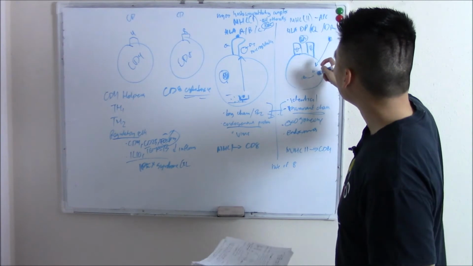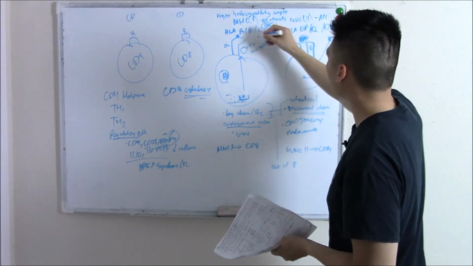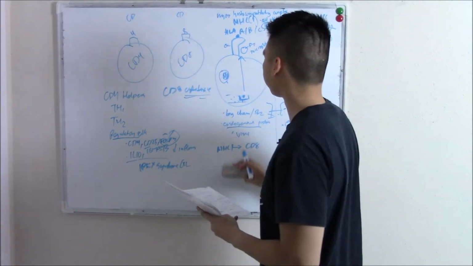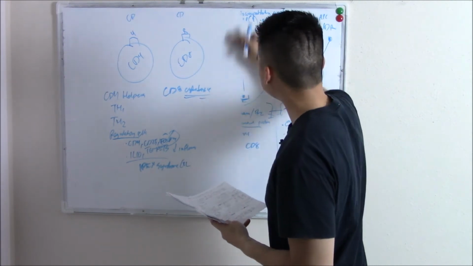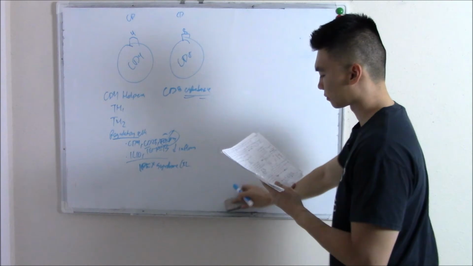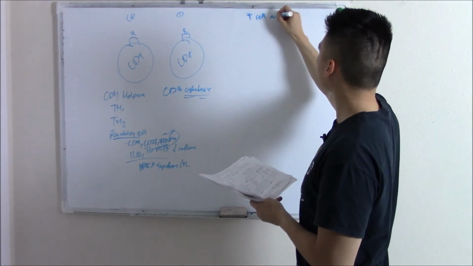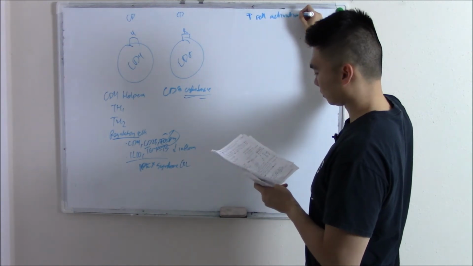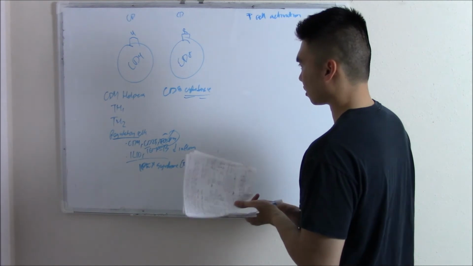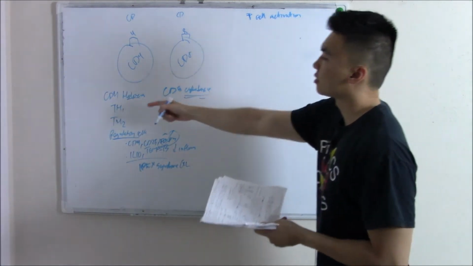So these receptors will pick up the antigen, put it on top, and present to your T cells. Let's kind of see what happens. All right, T cell activation. We'll start with your CD4 first, because we said that's your helper, your manager that helps manage everything.